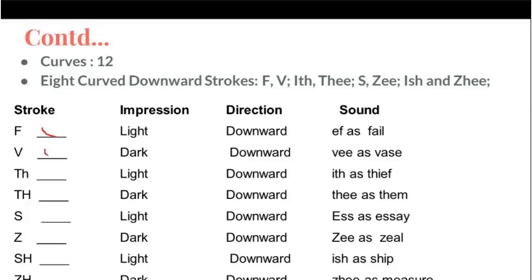F, curve stroke, light stroke. P, it is also a curve stroke, dark stroke. It is also a curve stroke, light stroke. T, it is a dark stroke. S, in the reverse form of it, light stroke. Z, it is a dark stroke. Ish, it is a light stroke, and it should be on the line.